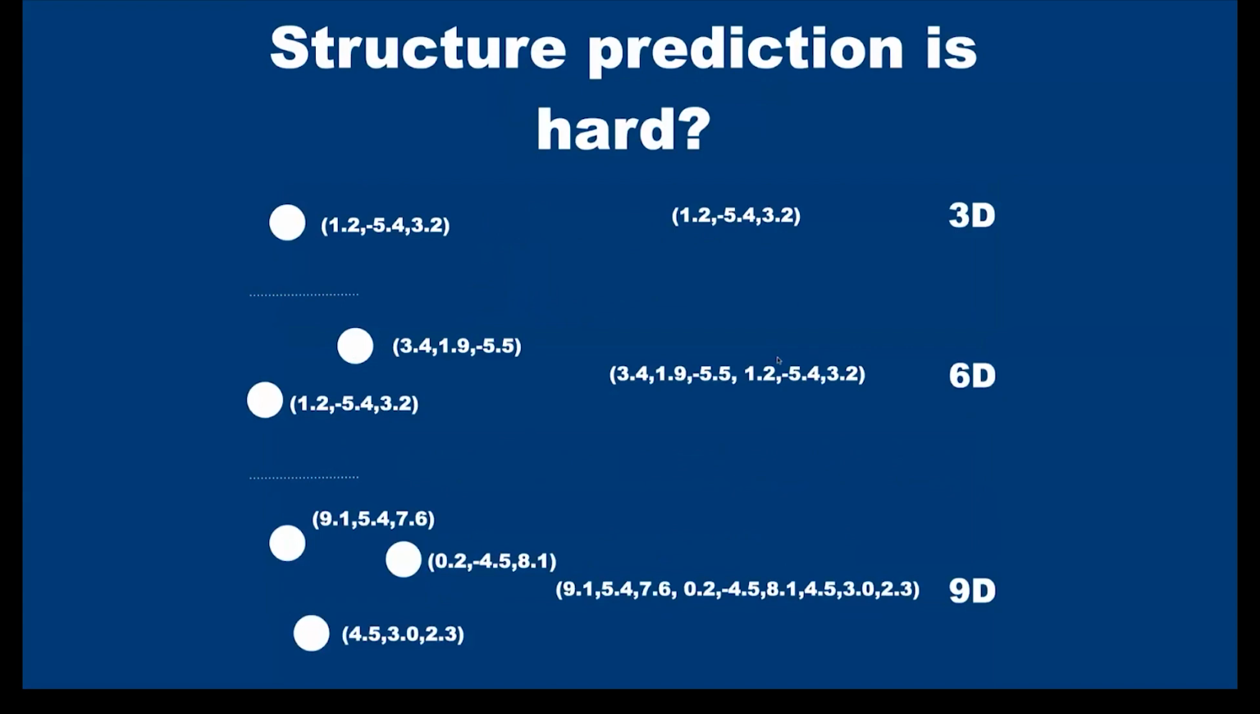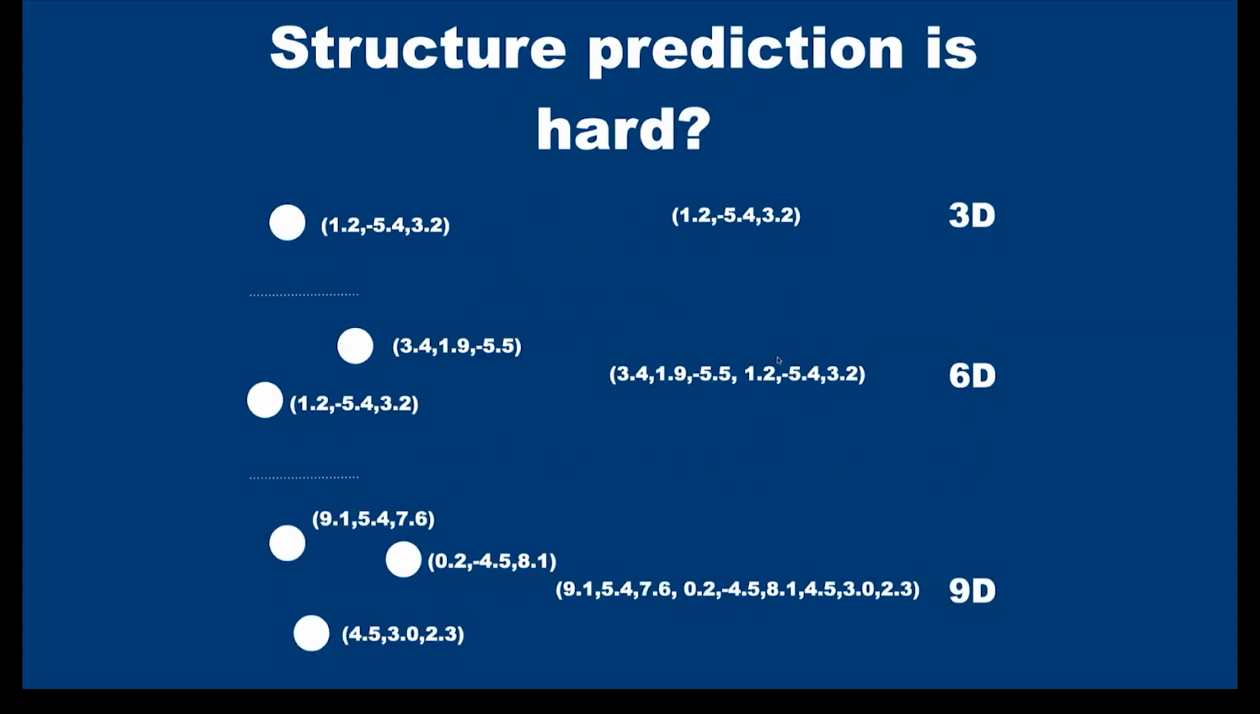So I'm just going to say a few words about why structure prediction is hard initially, and then I'm going to say some words about why actually it wasn't as difficult as we thought it was for modest-sized systems. So why is structure prediction hard? Well, it's basically hard because of the curse of dimensionality.